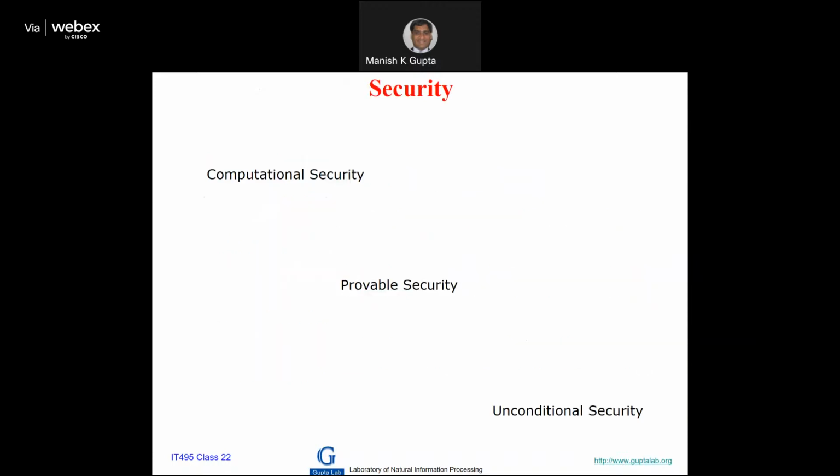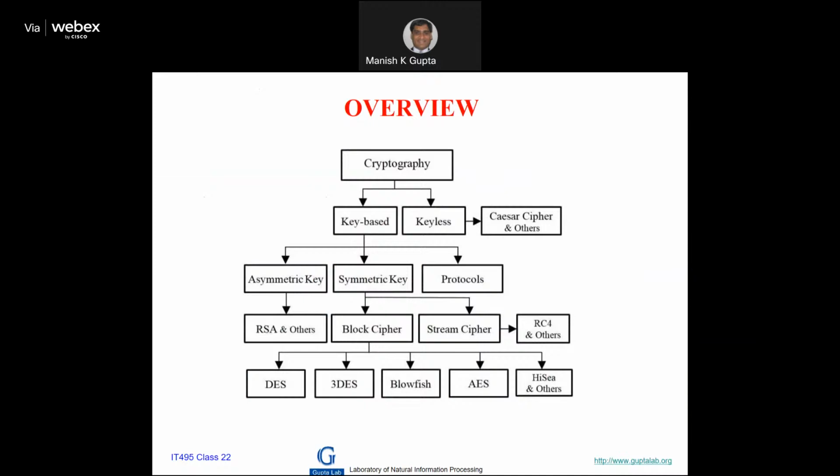And of course, you can recall what is computational security, probable security, and unconditional security, right? What are these important ideas? You can recall from the cryptography course. Then I think in general, there are two kinds of cryptography: key-based and keyless, like Caesar cipher and so on. Then asymmetric key, symmetric key, protocol level, and then you also have RSA and other things that are asymmetric key.